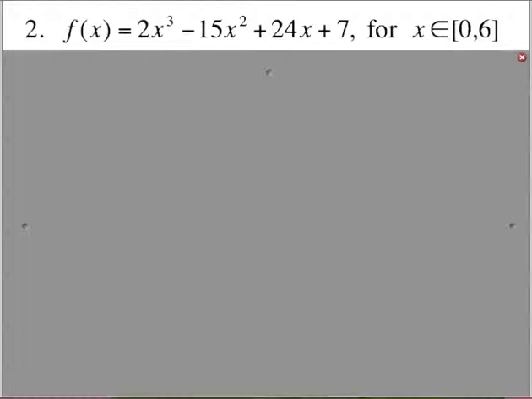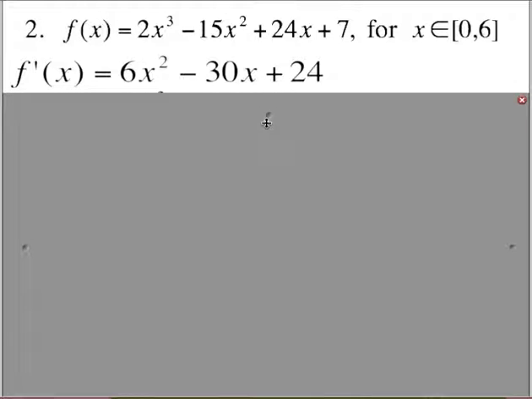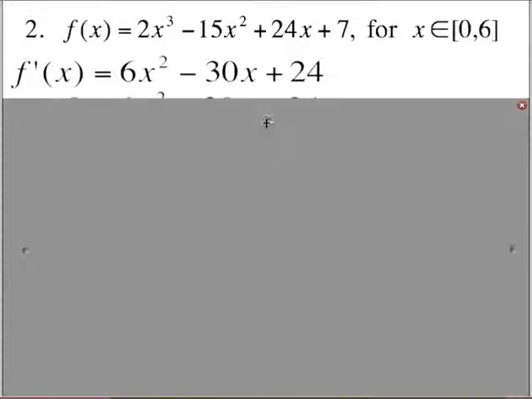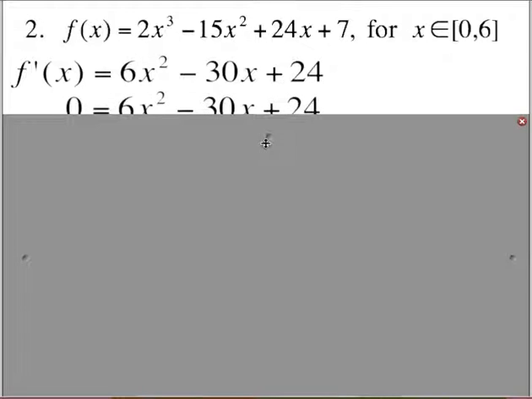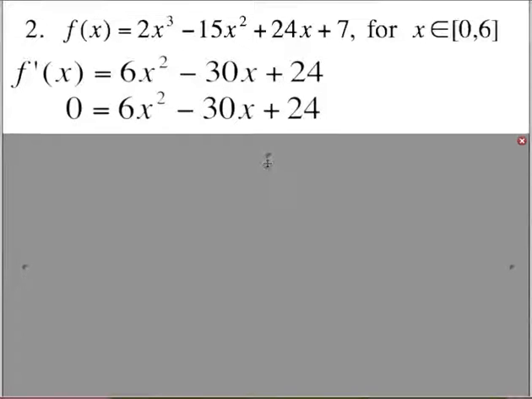The second example that we have is a third degree polynomial. So I know that that is a continuous function. And so then our interval is from 0 to 6. So the very first step in finding an absolute max and min is to find the derivative and then set it equal to 0. So you get 6x squared minus 30x plus 24. You can factor a 6 out to get 6 times x squared minus 5x plus 4.